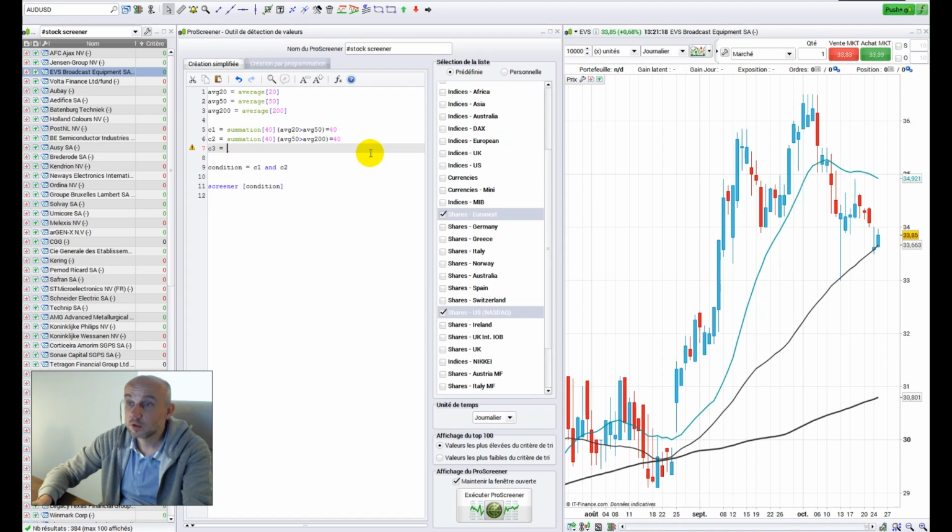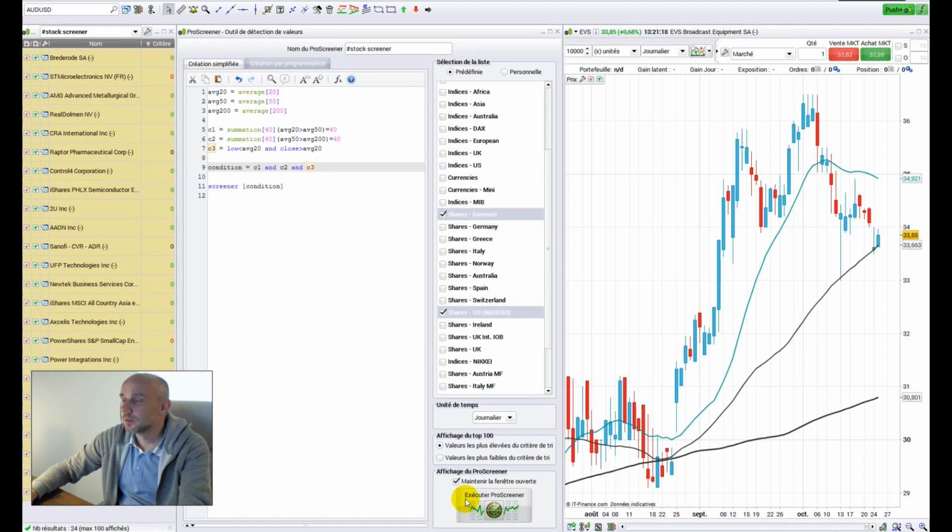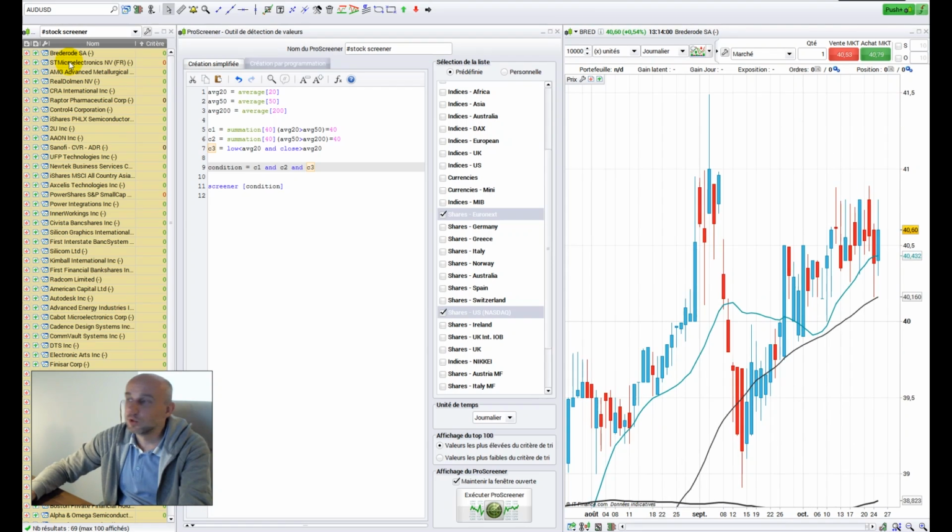So how do we test it? Firstly, we're going to test a cross of the low of the candlestick: if it was below the moving average 20 periods and its close was above the moving average 20 periods. So that's another condition. Another condition, different results. Okay, so we got a rebound on the moving average 20 periods.